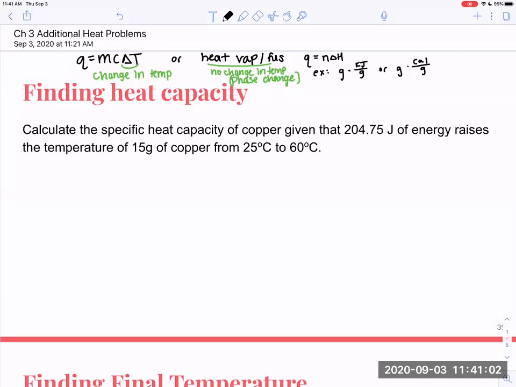So looking at this question, see if you can figure out which way we need to solve this, or do we need to talk about both of them. So looking at the information that I'm given, it's helpful to set up problems where you identify everything. So let's just identify stuff. What do they want us to find? They want us to find the specific heat capacity of copper. So we're going to highlight that.